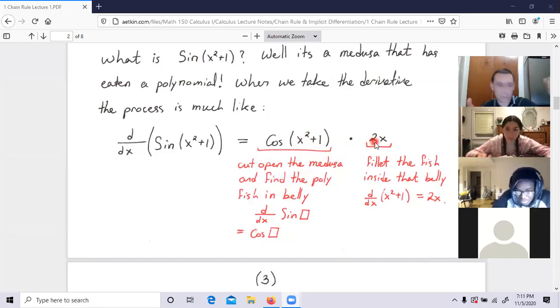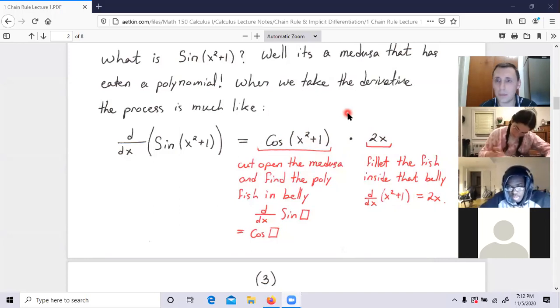Exactly. So what I imagine is this. I imagine you take this medusa, you cut it open, you see inside of it there is another fish. Wonderful. So now you have a bigger meal. So you fillet that one as well. Are you with me? That's chain rule for you.